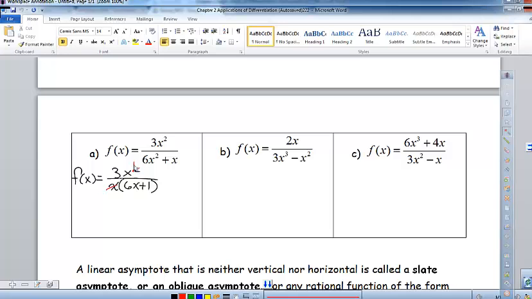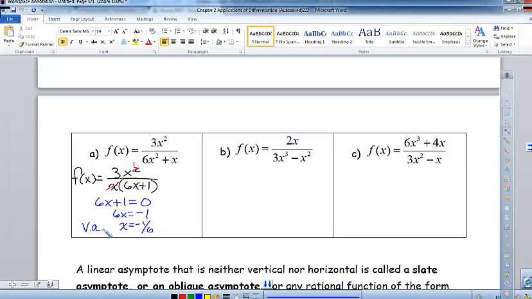So now that it's in its simplified version, we can set those things that still remain in our denominator equal to 0. And so we get 6x equals negative 1, or x equals minus 1/6. That's going to be our vertical asymptote, at x equals negative 1/6.